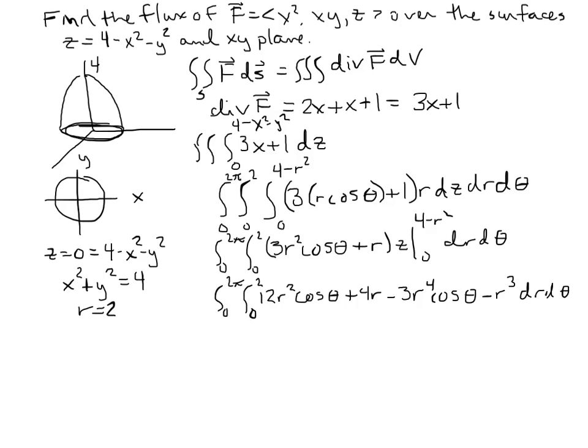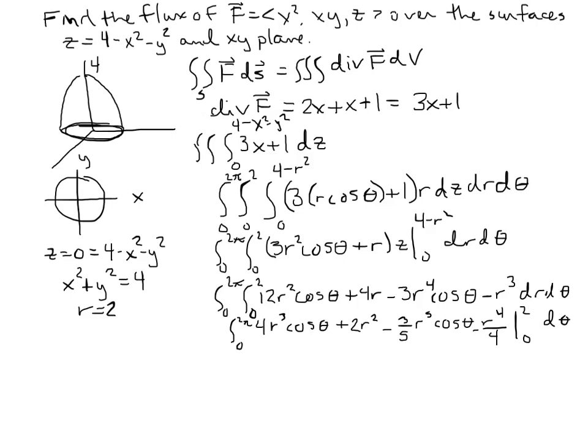Okay, so now integrating with respect to r. I'm going to have, let's see, r cubed divided by 3, and 12 divided by 3 is 4 cosine theta. r squared divided by 2, so 2r squared, minus 3/5 r to the 5th cosine theta minus r to the 4th over 4. To evaluate that from 0 to 2, we still have to integrate over theta. Boy, I'm going to run out of room.